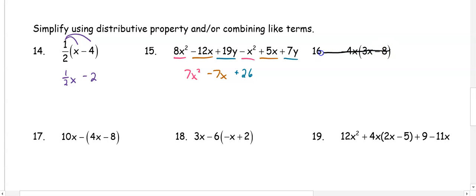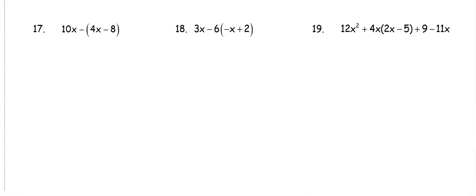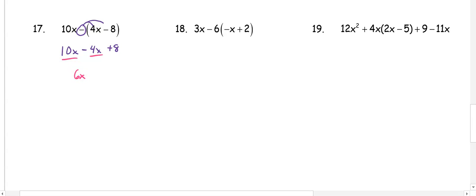We're going to skip 16, and we're going to move to number 17. So number 17, what is touching the parentheses is that negative sign. So we are going to distribute this negative sign. So we have 10x minus 4x plus 8. When we combine like terms, there are 2 terms that are x's. So 10x minus 4x gets us 6x. The plus 8 doesn't have anything to combine with, so it stays plus 8.